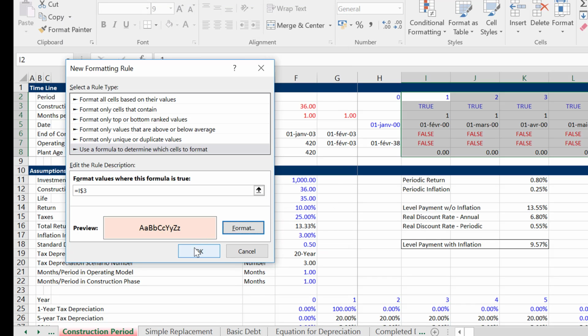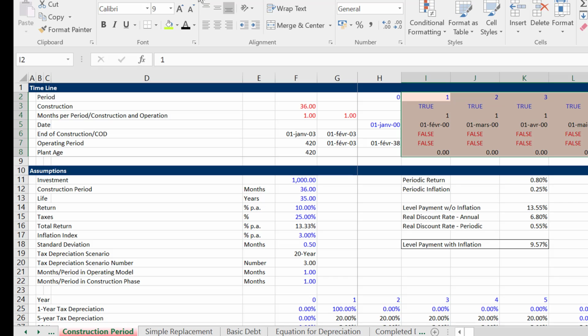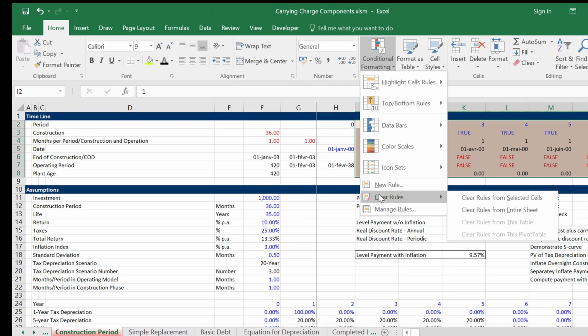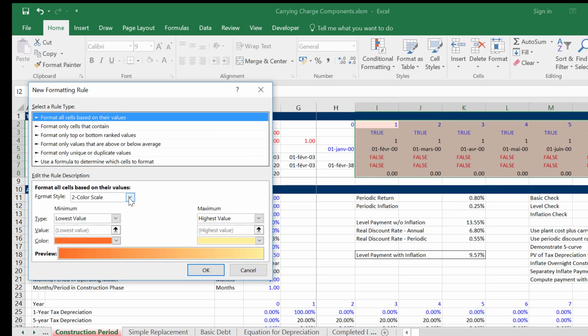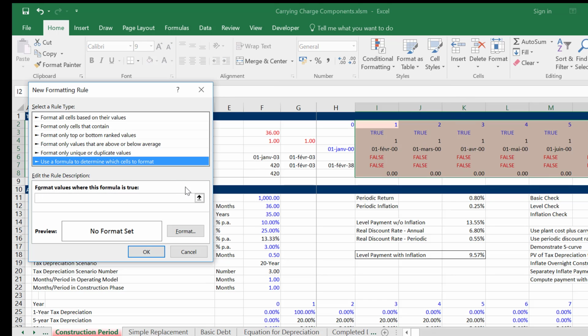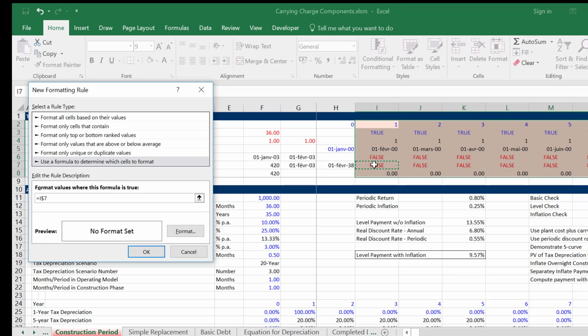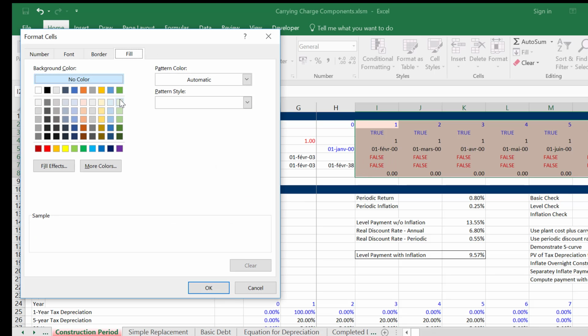Then we can put OK. And then we can go back. I think we could have almost done it with a new rule. And let's format a when it's the operating period, F4, again, start in the left. And no, you don't need an equal true. And let's format that as hopefully a lighter color. How about green?